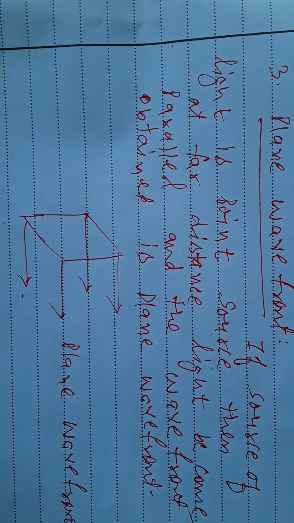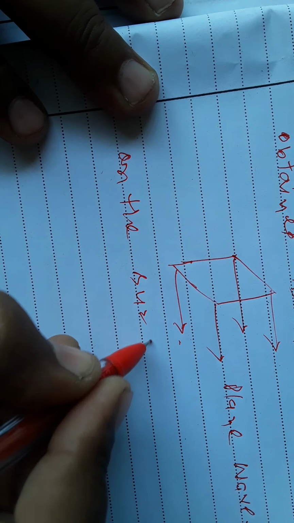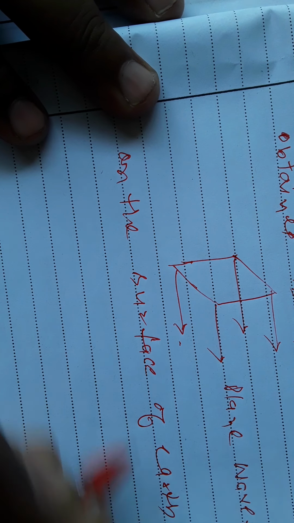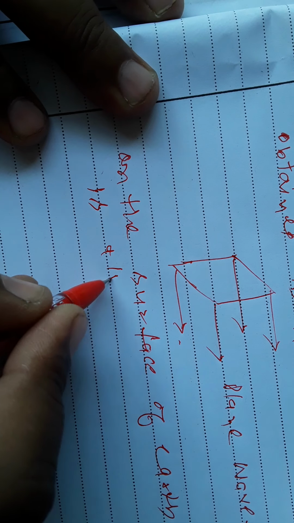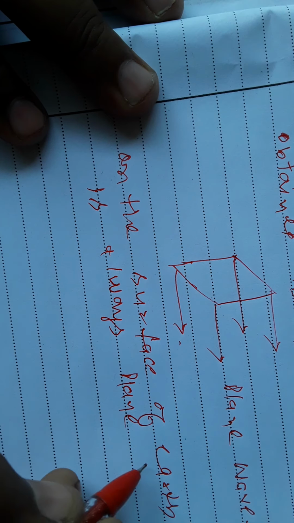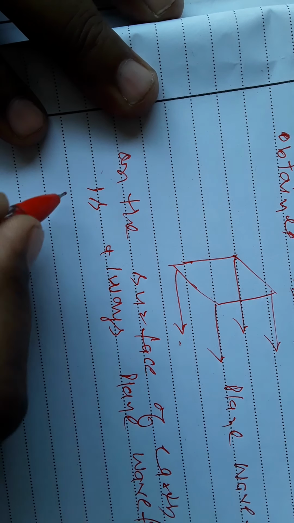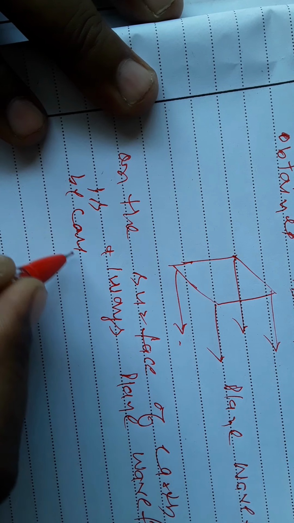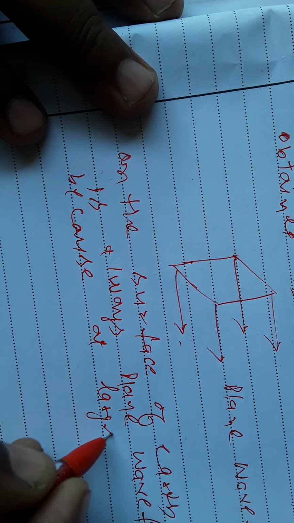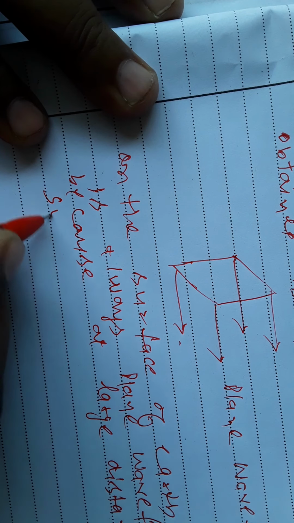The wavefront obtained on the surface of Earth is always plane wavefront. Plane wavefront because at large distance sun is point source of light.